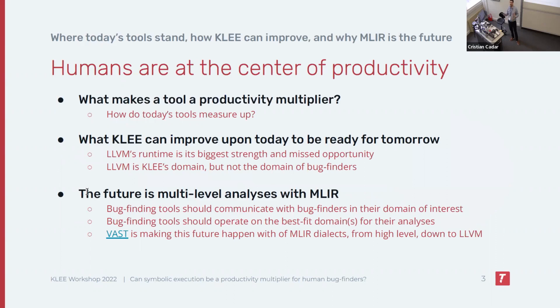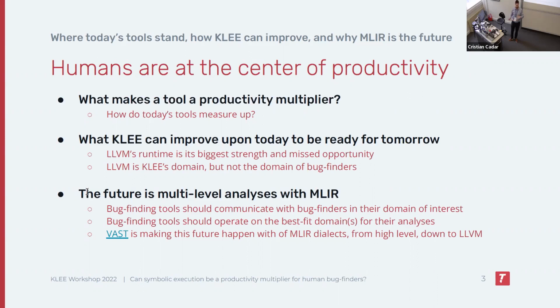So today's talk is about productivity tools, really what makes a bug finding system or a bug finding tool a productivity multiplier for bug finders, for human bug finders. And so I've broken this down into three parts. The first is what I consider to be the three pillars of a productivity multiplying bug finding tool. And I'm going to provide some exposition on those three pillars by talking about how today's open source symbolic executors measure up in terms of these three features.